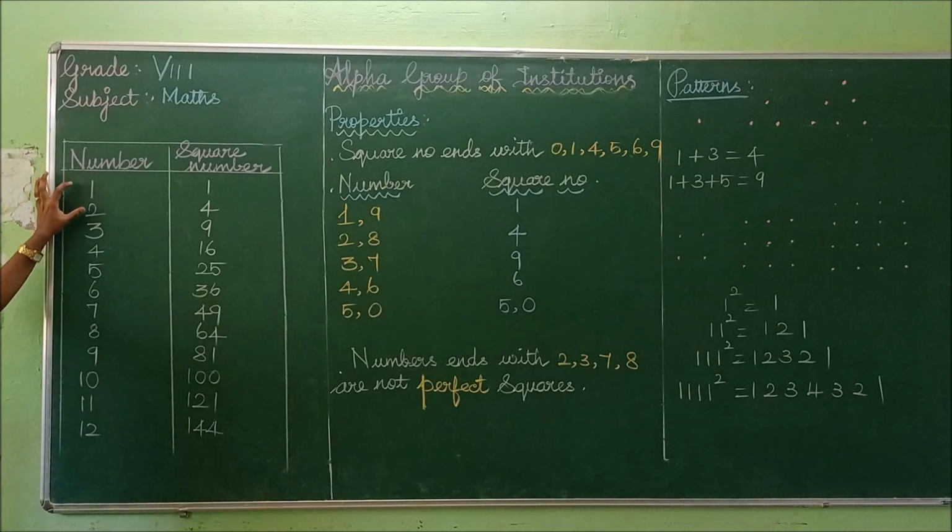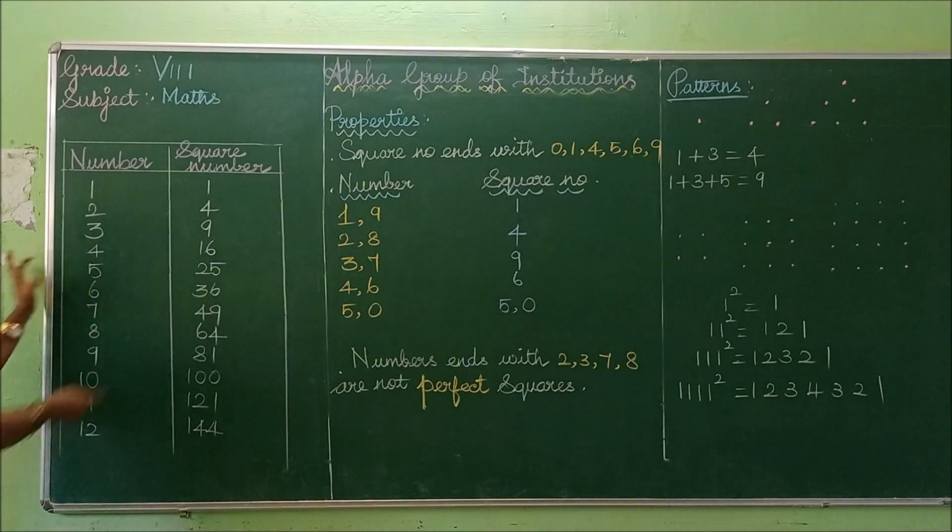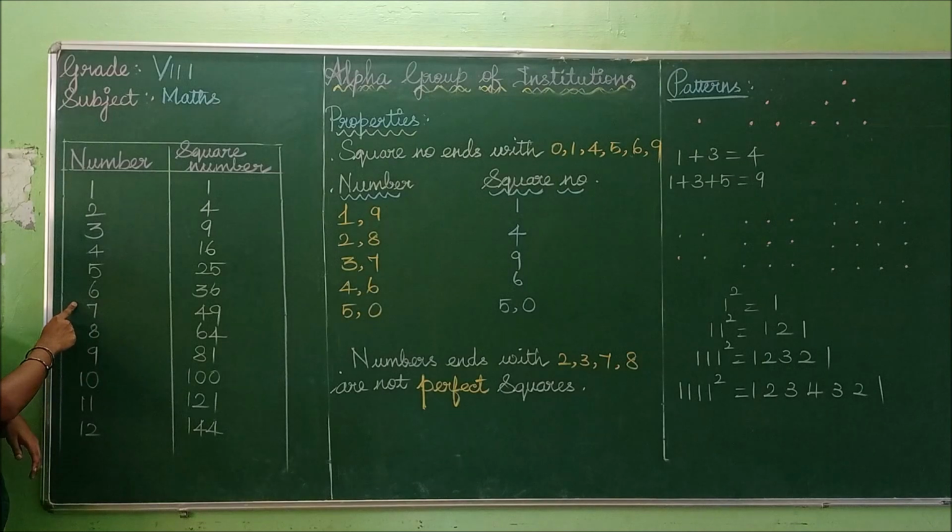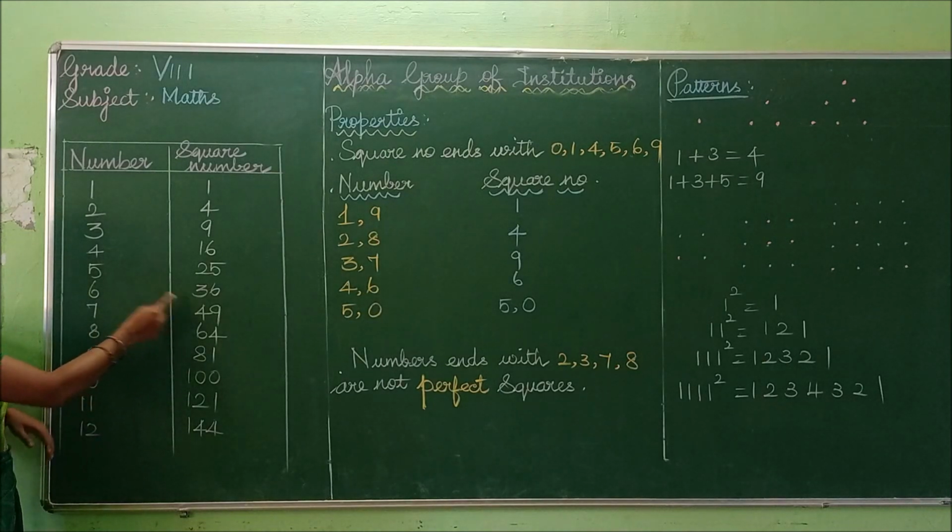So first I am taking the natural numbers from 1 up to 12. Okay, what is 1 square? 1 into 1 is 1. Then what is 2 square? 2 2s are 4. 3 square? 3 into 3 is 9. 4 square? 4 into 4 is 16. 5 square? 5 into 5 is 25. 6 square? 6 into 6 is 36.